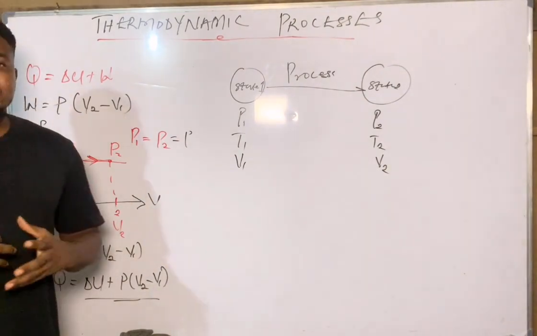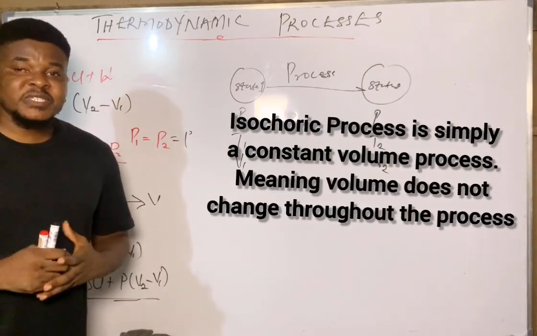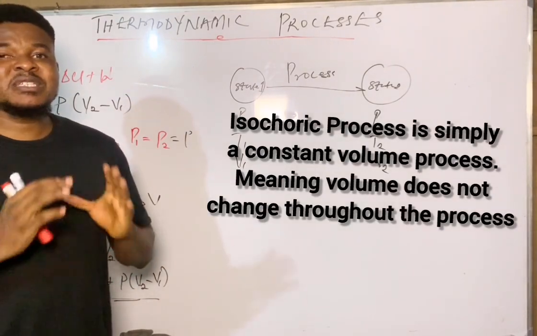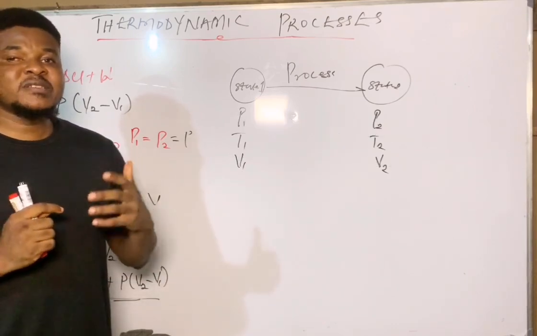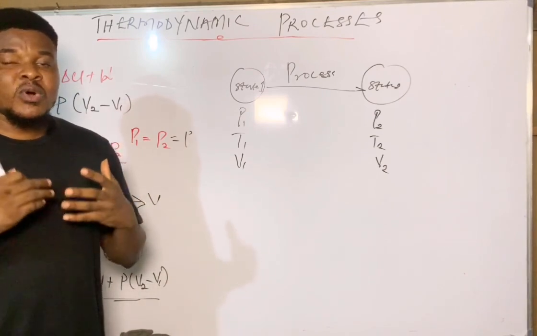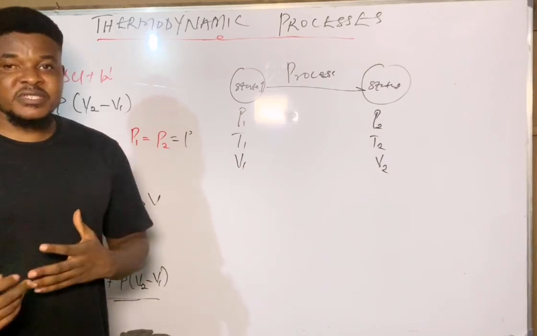So for an isobaric process, pressure is simply constant. Now, let's move to the next type of process, which is the isochoric process. An isochoric process is simply a constant volume process. It means that when a system undergoes a change from one state to another, the volume of the system does not increase, even though the pressure on the system is increasing.